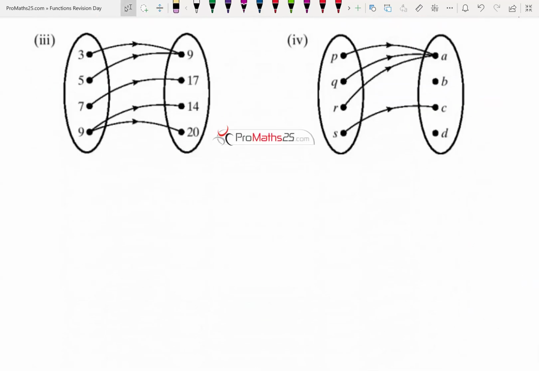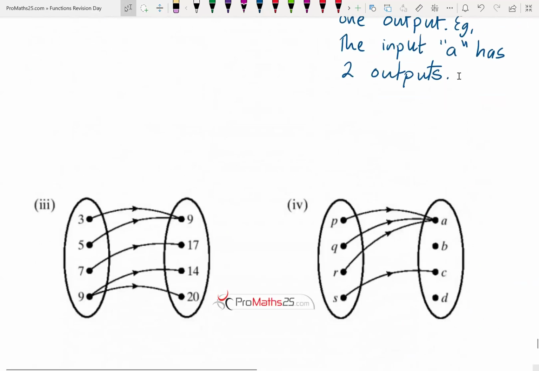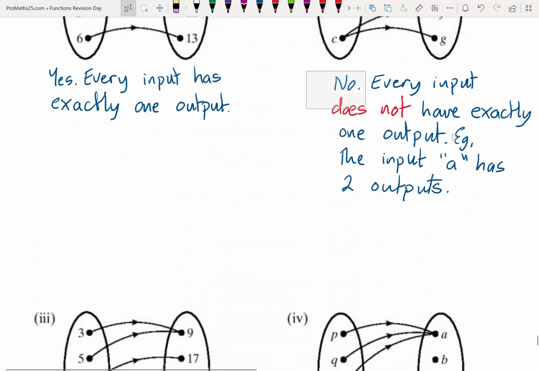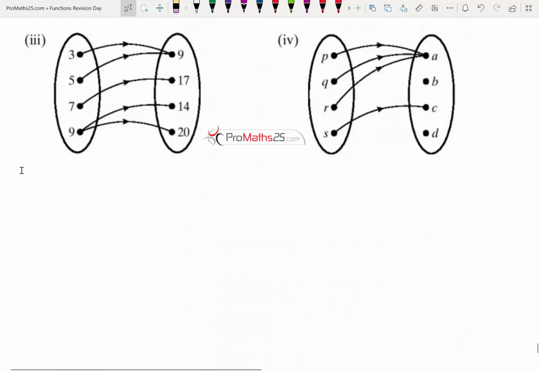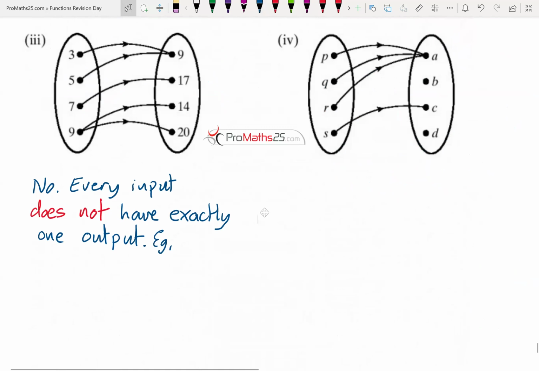So let's look at these two. Is this one a function? Number 3 here, what do we think? Okay, and I just want to maybe labor the point here a little bit with you. Look what I'm doing here. I'm actually going to copy this and paste it. And this is what I want you to get into your mind. The questions are all the same. This is not a function because every input does not have exactly one output. For example, the input 9 has two outputs.